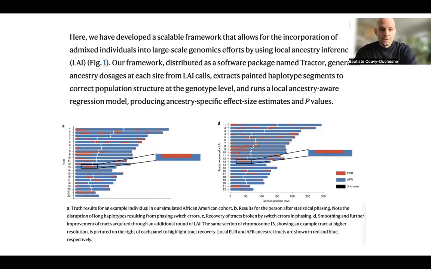process and protocol. And I like the summary that the authors give in the abstract, which is that it produces a local ancestry aware regression model, which produces ancestry specific effect sizes and p values.